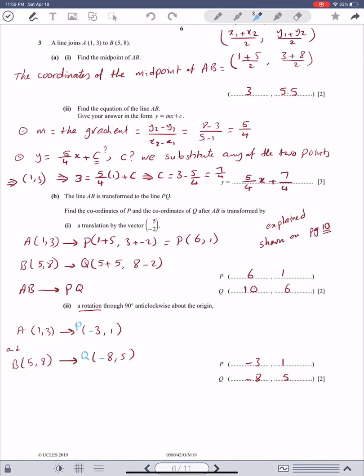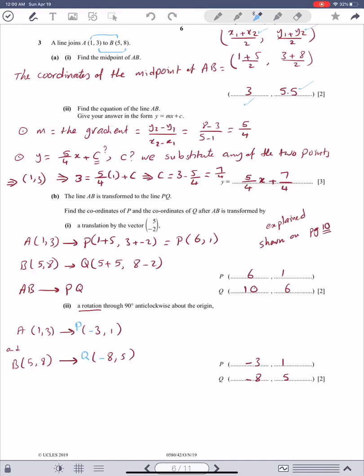Question 3 says, a line joins the points A (1, 3) to B with coordinates (5, 8). Find the midpoint of AB. We know that the midpoint is the sum of the x coordinates and the sum of the y coordinates, each divided by 2. Then we add only 1 and 5, 3 plus 8, dividing by 2, getting the coordinates of the midpoint.